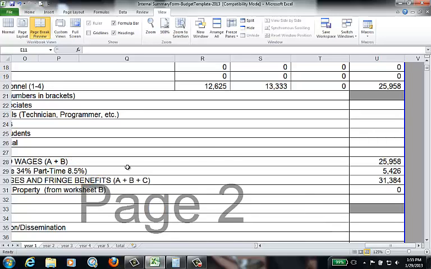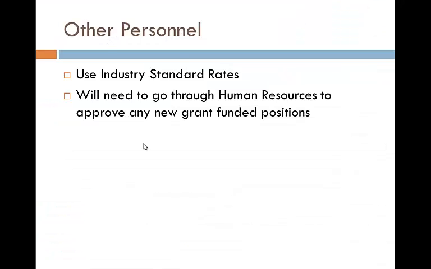Many agencies limit summer salary recovery to 2 months, so before you write in more than this, please check the agency guidelines. For other personnel, say someone you're hiring specifically for this project, you want to use industry standard rates. Also, at the time that you apply for the grant, you will want to get the Human Resources Department a job description, and you'll want to write a cover letter saying it's a grant-funded position contingent on funding. This way it'll be approved, because sometimes it takes a long time to get new jobs approved, so you want to have that so that the minute you get the grant funding, you can hire that person.